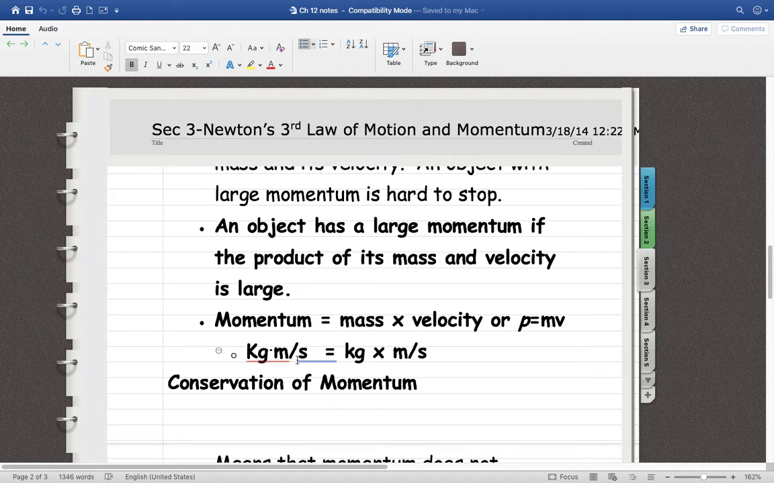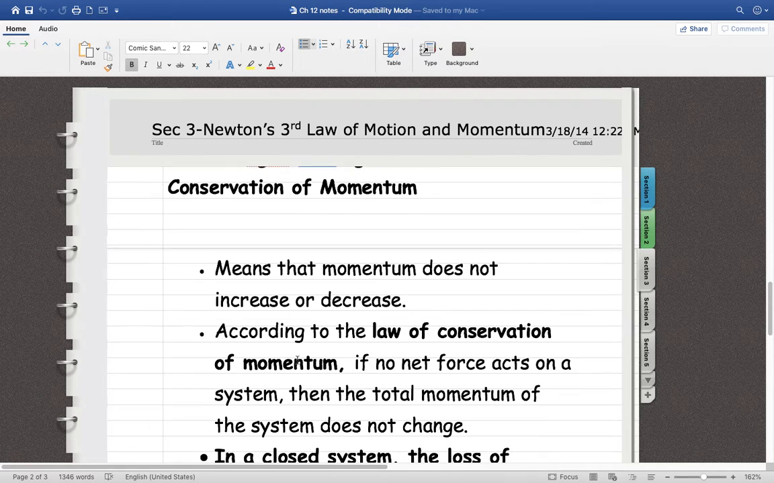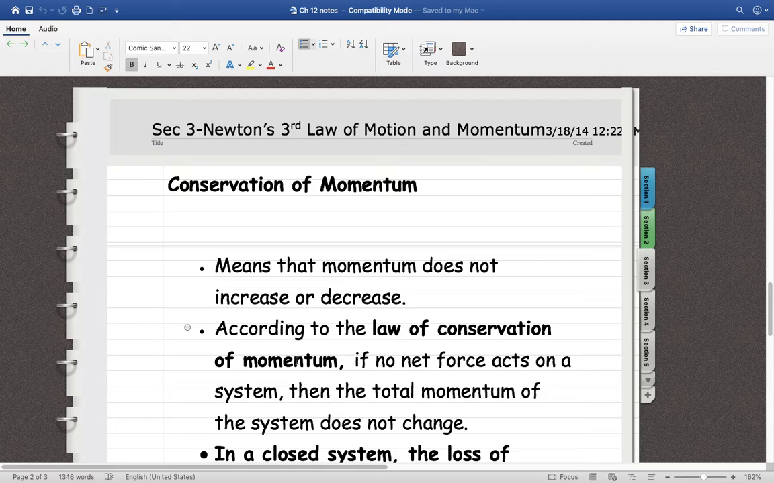There's not a unit for momentum like a Newton. It's just momentum. So you're always going to have to say, oh, the momentum is 50 kilograms times meters per second. There's not a shortcut way of just saying a Newton. Okay, so conservation of momentum. This means that the momentum does not increase or decrease. Just like all the other conservations, whatever you started with, you've got to end up with the same amount.